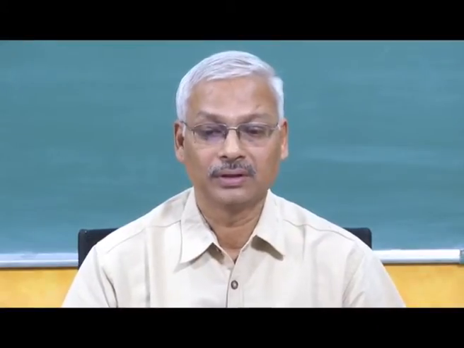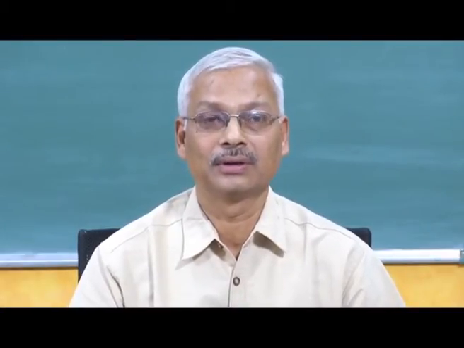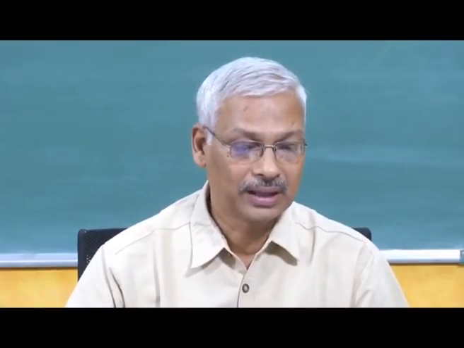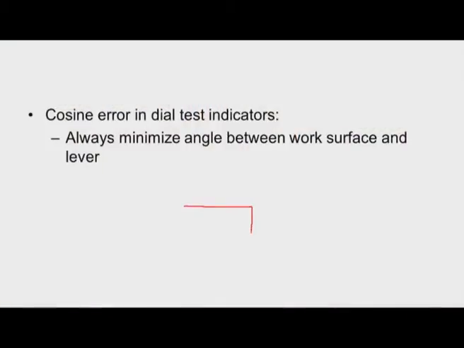Now, when we use these dial test indicators, the angle between the workpiece surface and the lever plays a major role. We should always try to minimize the angle between the lever and the workpiece surface, otherwise cosine errors will happen. That can be seen like this. We have the workpiece surface, and then we have this ball and lever. So, this is the axis, and this is the angle of inclination theta.